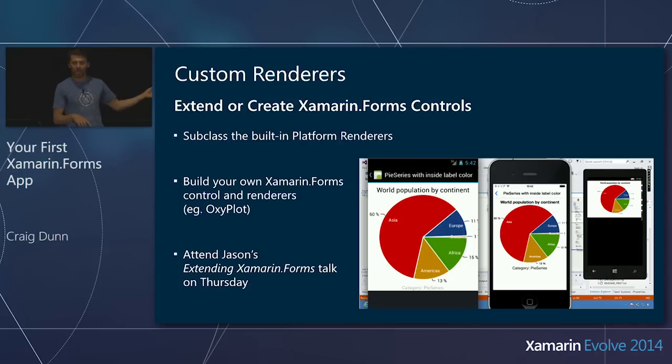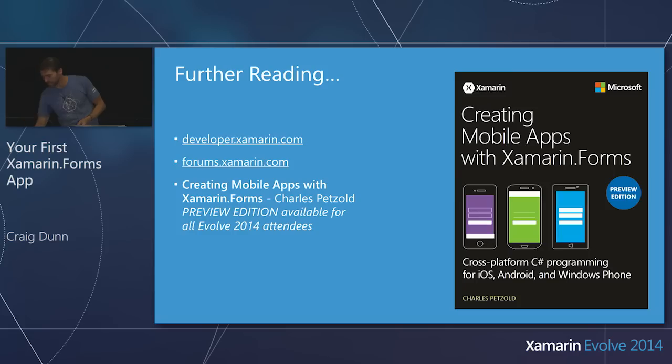OxyPlot is an example that we've got online of how you can build a custom renderer that's really powerful with just a few lines of code. And this is how we're able to enable Infragistics and Telerik and other component vendors to partner with us and produce controls. They're producing custom renderers for their own stuff as well. So I highly recommend Jason's talk, tomorrow afternoon.